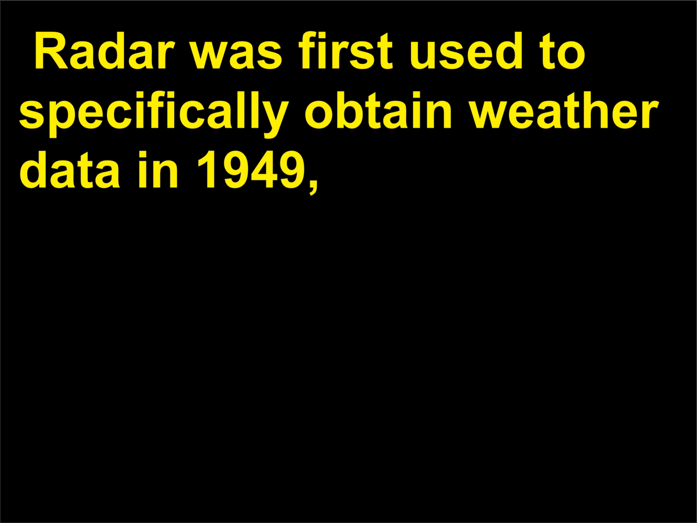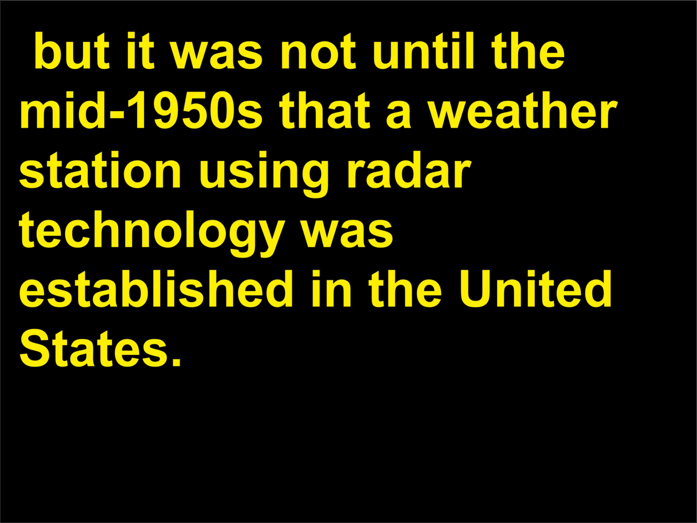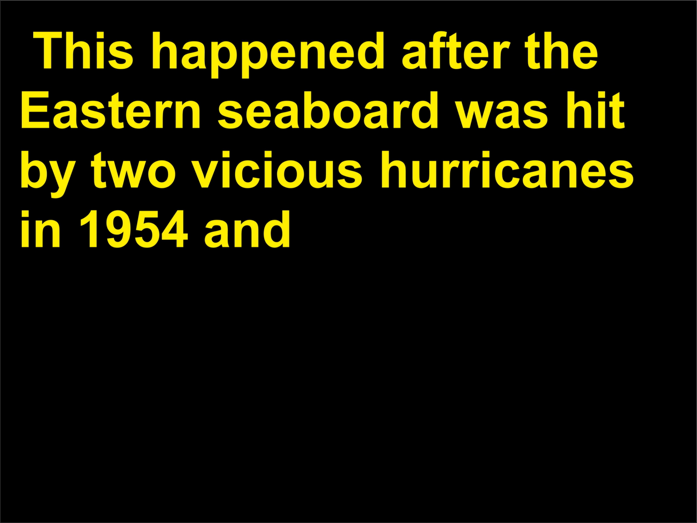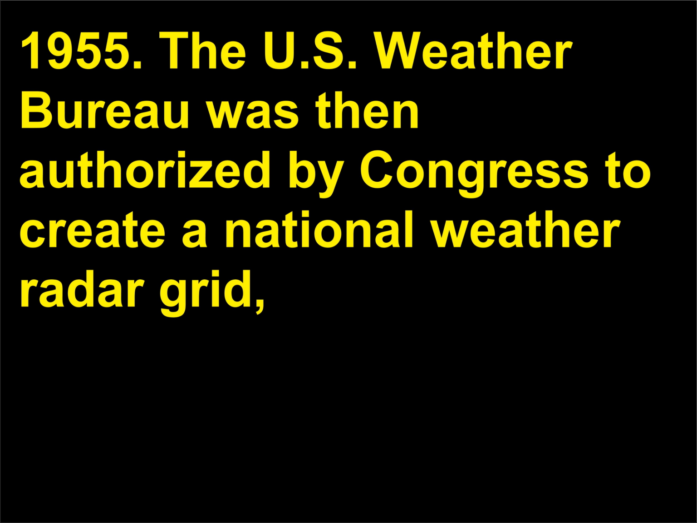Radar was first used to specifically obtain weather data in 1949. But it was not until the mid-1950s that a weather station using radar technology was established in the United States. This happened after the eastern seaboard was hit by 2 vicious hurricanes in 1954 and 1955. The U.S. Weather Bureau was then authorized by Congress to create a national weather radar grid.